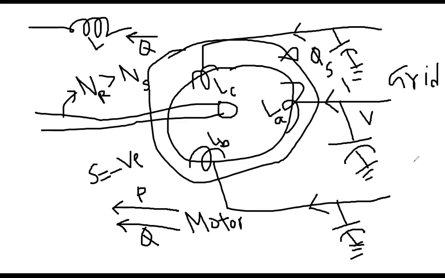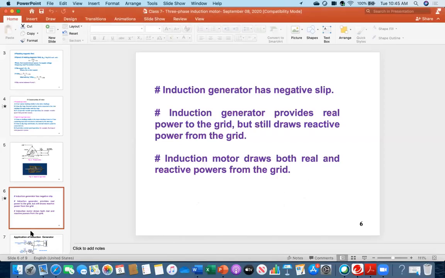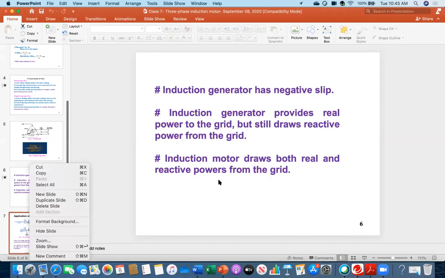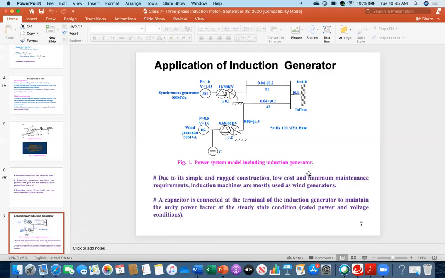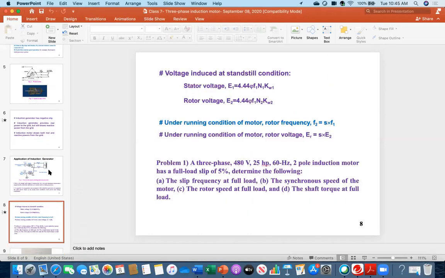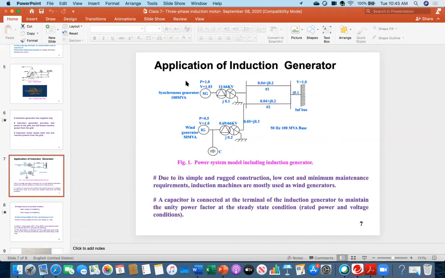Yes. So those things I have written down in the slide. Let me go back there. Okay, everybody see this arrangement, the application of induction generator. You need not be worried about this system. I am just showing a real grid model, including an induction generator.